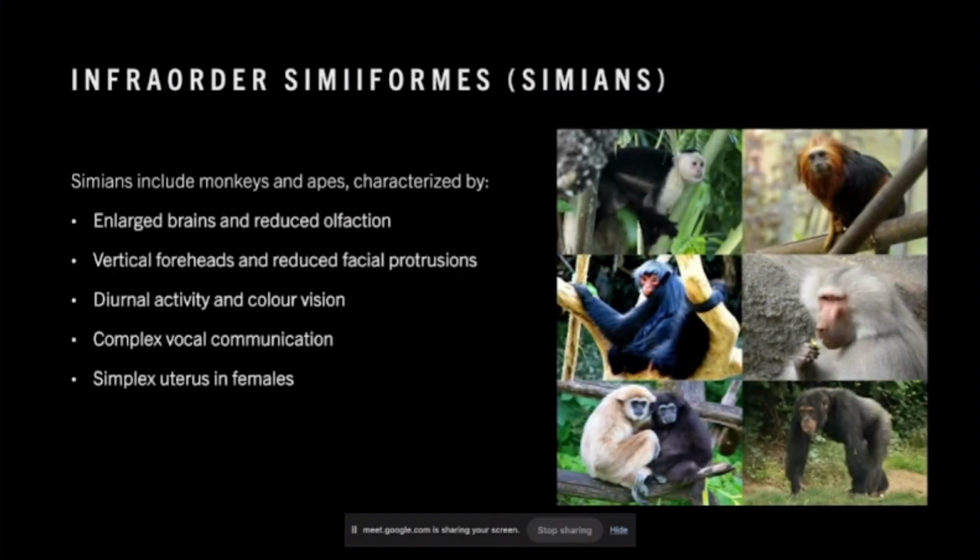Okay, so now the simians are animals like the monkeys and the apes, and they have large brains and reduced olfaction, meaning that their sense of smell may not be the best. They have vertical foreheads and reduced facial protrusion. They have diurnal activity, which means that they are active during the daytime and they sleep at night. They have color vision. Do you remember which photoreceptor was important for color vision? Which gave us color vision, actually?